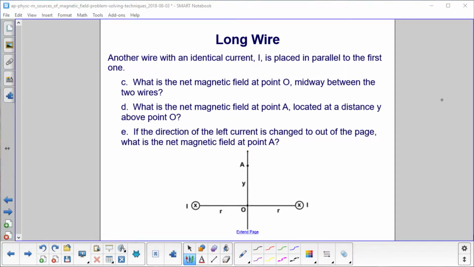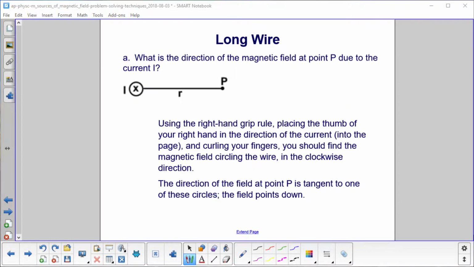Another wire with an identical current I is placed in parallel to the first one. So here's our new wire. What is the net magnetic field at point O, midway between the two wires? What is the net magnetic field at point A, located at distance y above point O? And if the direction of the left current is changed to out of the page, what is the net magnetic field at point A?